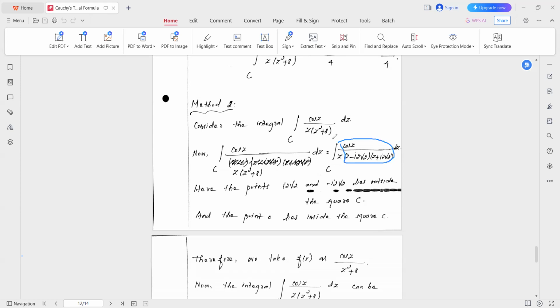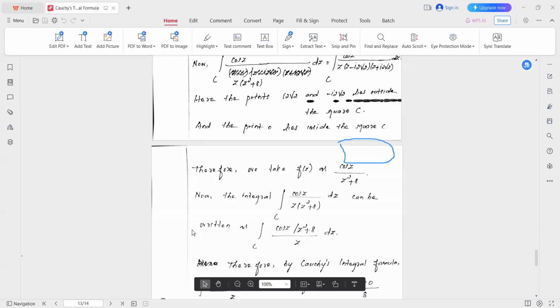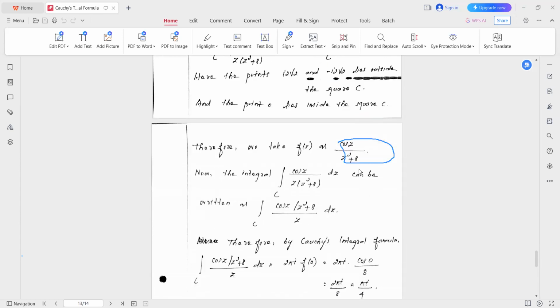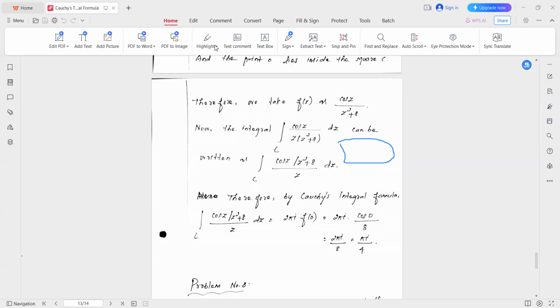So instead of taking f of z as cos z, with these two points outside the square, I am taking f of z as cos z by these two terms, which is equal to what? z square plus 8, because we have split z square plus 8 only. So I am taking f of z as cos z by z square plus 8. So now the integral of cos z by z into z square plus 8 dz will become cos z by z square plus 8 in the numerator part, and in the denominator part we have only z.